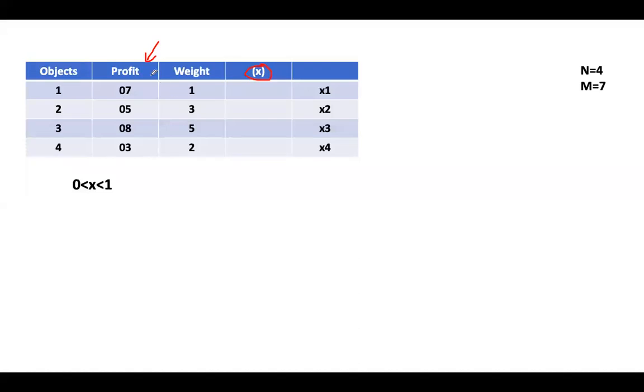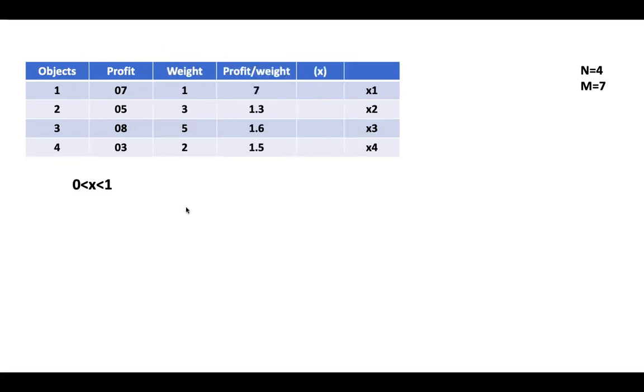For each object, we can find out profit divided by weight ratio. So if you calculate profit divided by weight for each object: for the first object, 7 divided by 1 is 7. For the second object, 5 divided by 3 is 1.3. For the third object, 8 divided by 5 is 1.6. For the fourth object, 3 divided by 2 is 1.5.